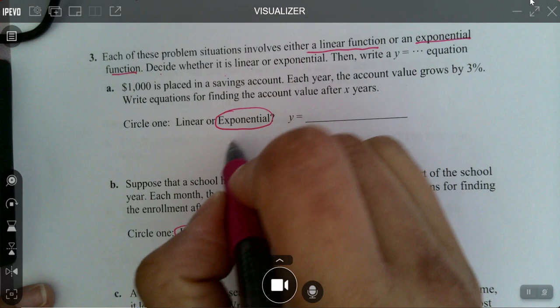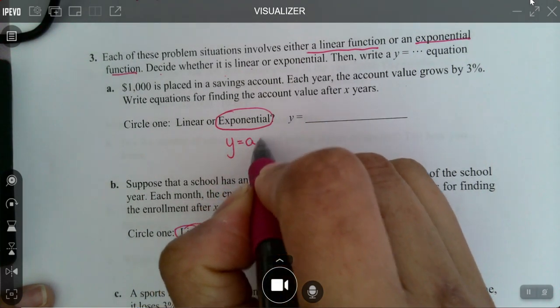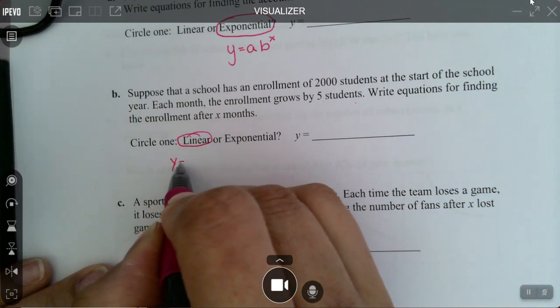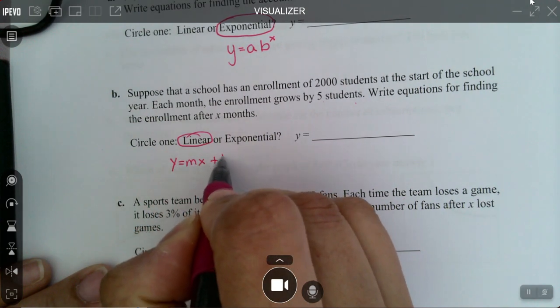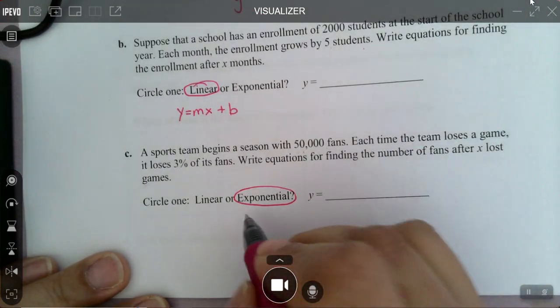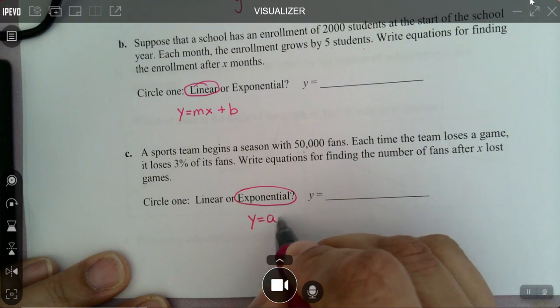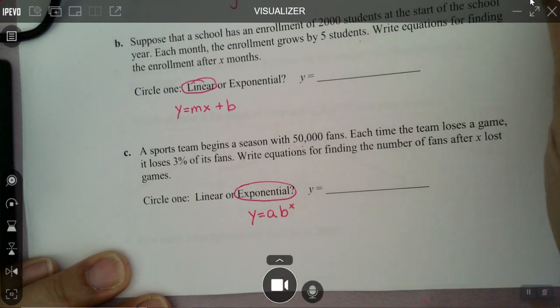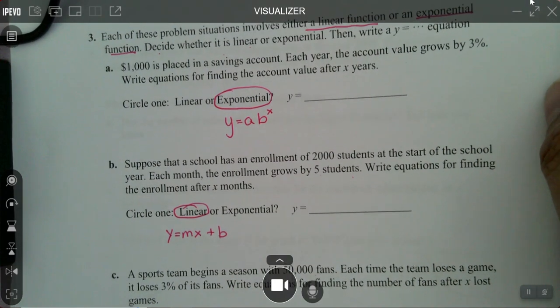Okay. So then exponential is y equals a b to the x. Linear is y equals mx plus b. This is y equals a b to the x. Okay.